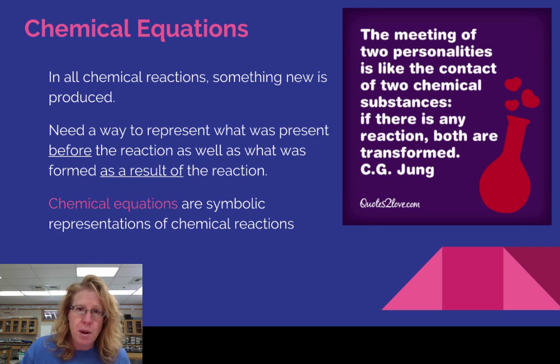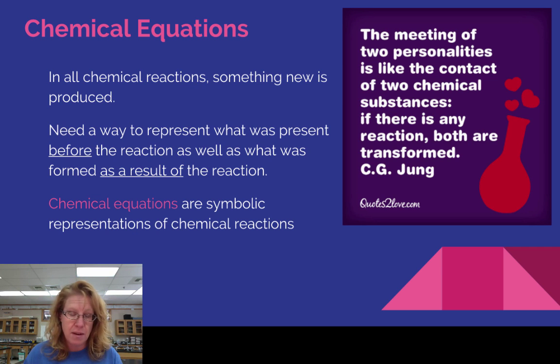So first of all, we've talked about this before, but just in case, to review: in chemical reactions, we get something new that's being produced. We have to have a way of describing what's going on in this reaction. We have to have a way of representing what was present before the reaction, as well as what now is present as a result of the reaction. So we have to have some typical things that we do all the time to represent those things. This symbolic representation, it looks like a math equation almost with letters in it, more like algebra, is what we call a chemical equation. A chemical equation is just a symbolic way of representing what's going on in a reaction.